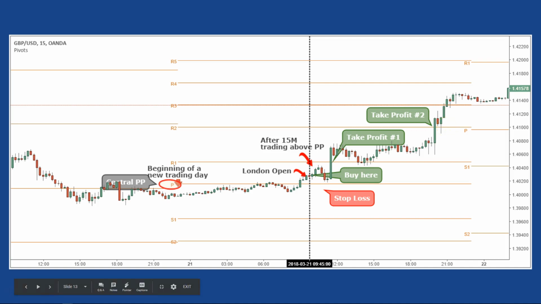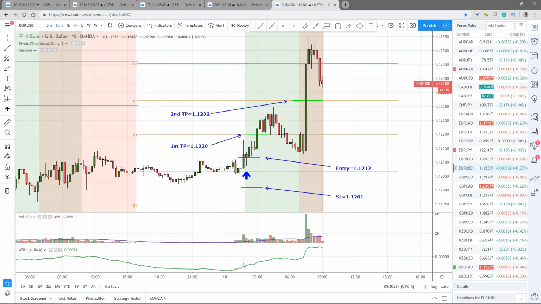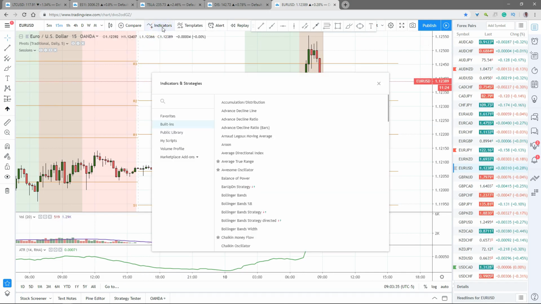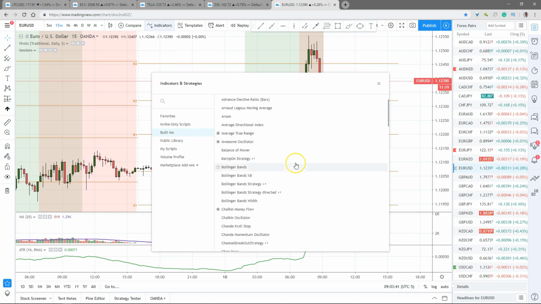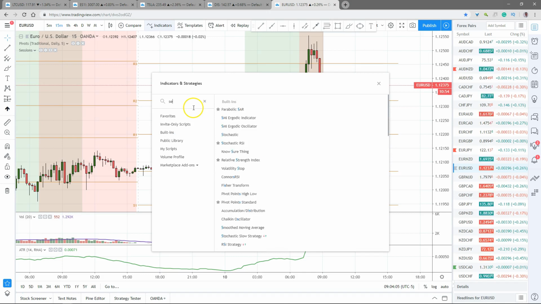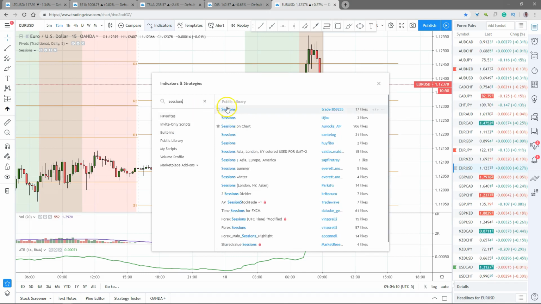Let's take a look at a live chart now, and this is how it would have worked out today on the Euro USD. Now, I've got the pivot points standard and the sessions on chart standard TradingView indicators here. You can find them right up here in indicators, on built-ins. Scroll down to P, pivot points standard, type sessions, and you'll get a whole bunch of different sessions in the public library. I selected sessions on chart, and here's a good rule of thumb.